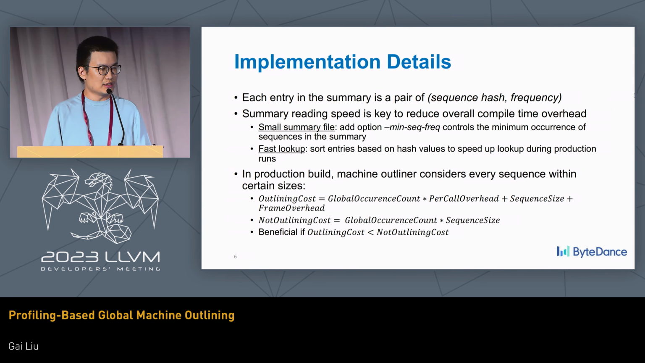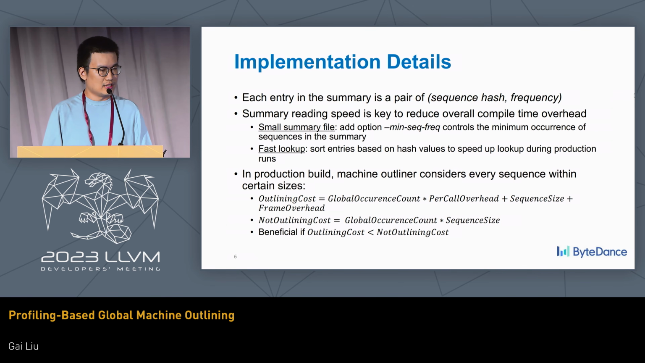The other thing is, in order to enable fast lookup, we pre-sort those hashes in the global summary. So during production build, we can do binary search when we do the lookup. We choose not to generate an in-memory map-like structure for the summary because simply converting the file into a map is already too costly.